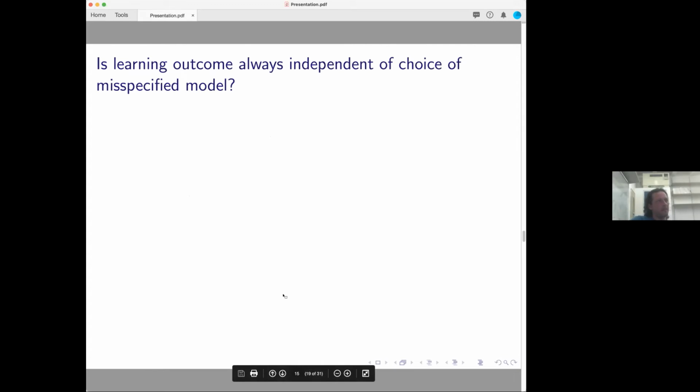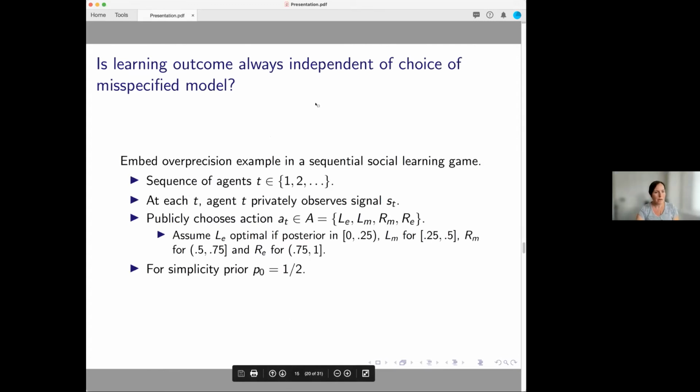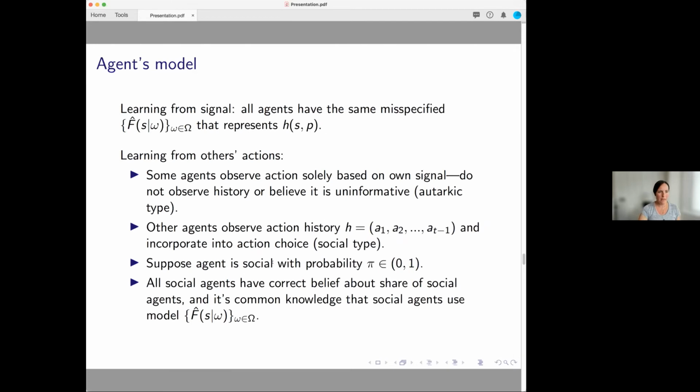Okay, so is the learning outcome always independent of the choice of the misspecified model? It turns out it's not. I constructed an example to illustrate this. Let me just give a brief overview of the details so I can get to the other results. Basically, if we embed this overprecision example in a sequential social learning game, where a sequence of agents are acting, and each agent t at time t observes a private signal and then chooses some action, agents are learning from other agents' actions.